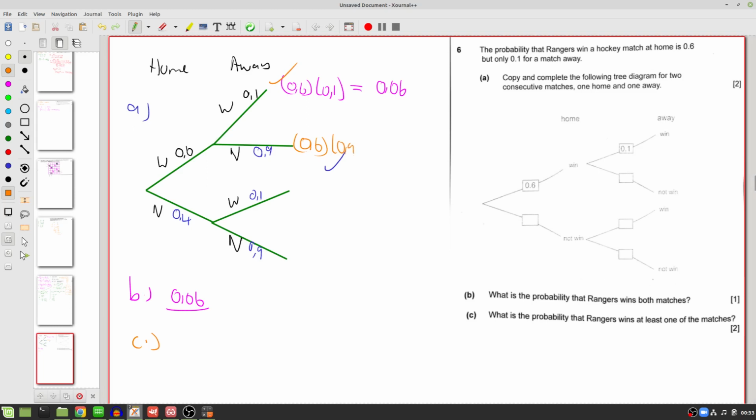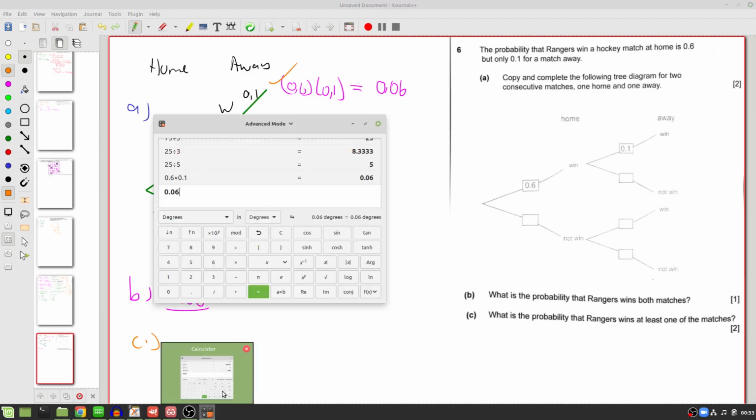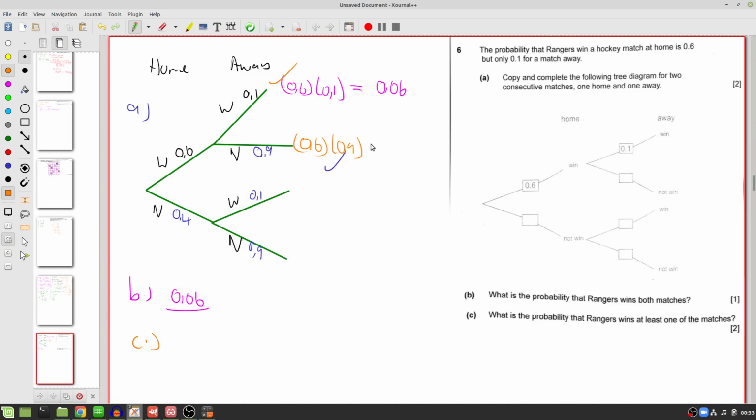So 0.6 times 0.9 gives us 0.54. That's one that counts. What about this one? Not win, win? That'll also count, because it includes at least one win. So this will be 0.4 times 0.1, and that'll be 0.04, but again, you can just type that in your calculator. What about this one? Not win, not win. That will not count because that doesn't include at least one win.